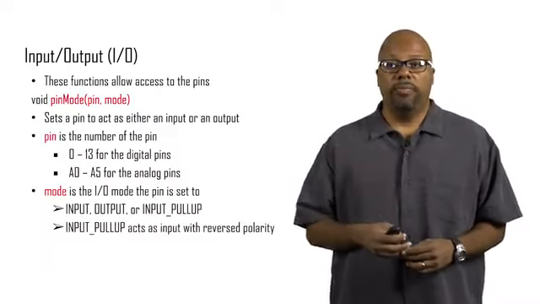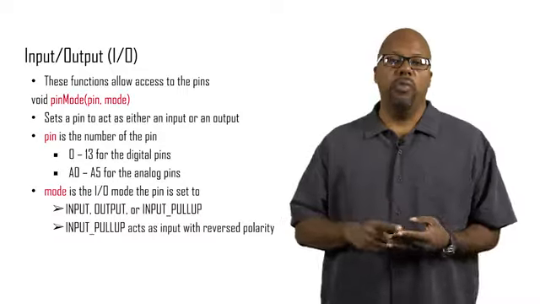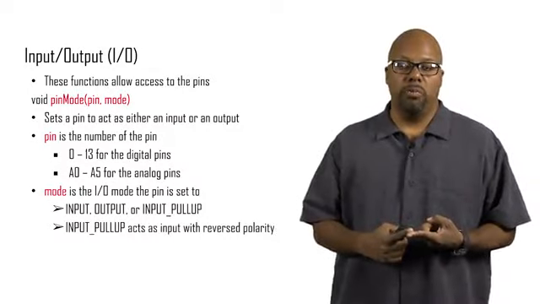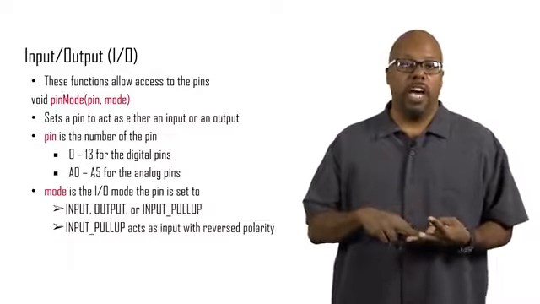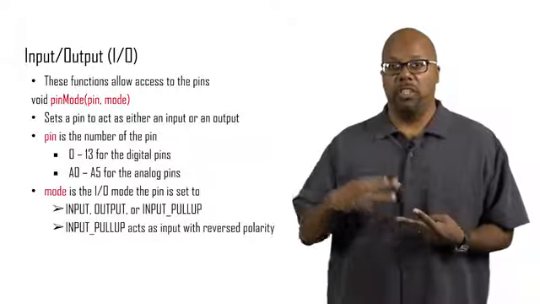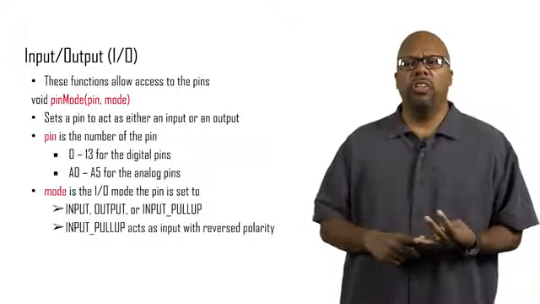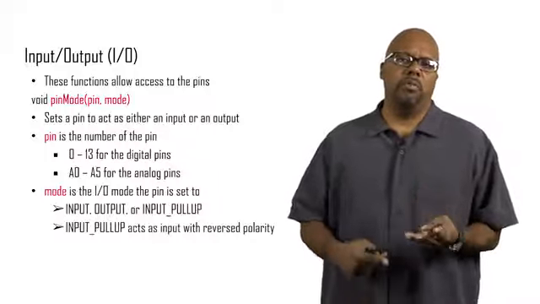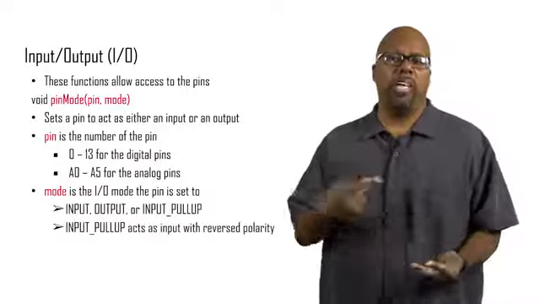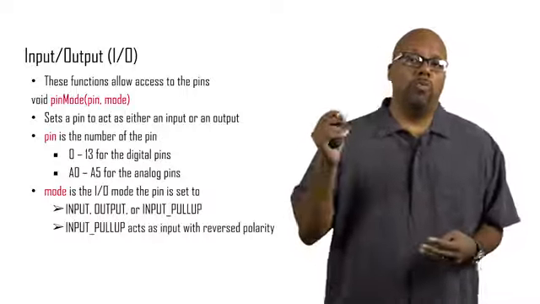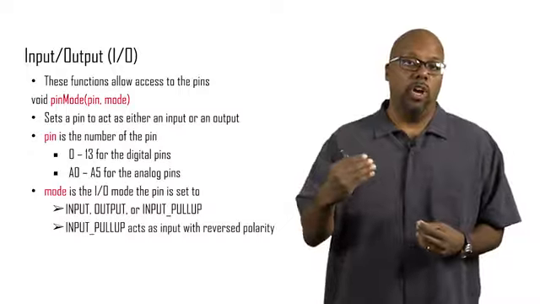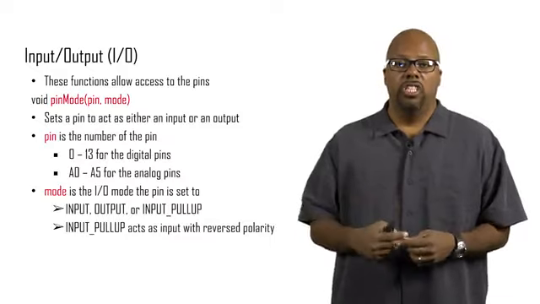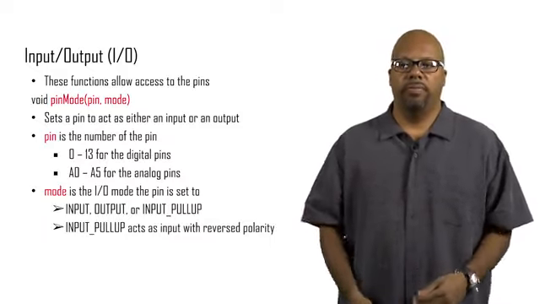Then the mode, which is the second argument, there are three possible modes. The first mode is INPUT, and that means you want this pin to be an input pin. The second mode is OUTPUT, which means you want it to be an output pin. You're going to drive values onto it. The third mode is INPUT_PULLUP. Basically, what that does is it makes the pin act like an input, but it reverses the polarity. So when they drive 0 volts on it, when they drive it low, you read it as a high. Or when they drive a high, you read it as a low. So it's a reverse polarity input.